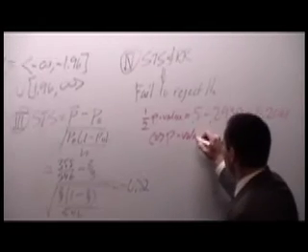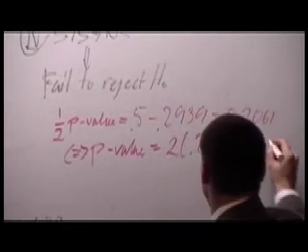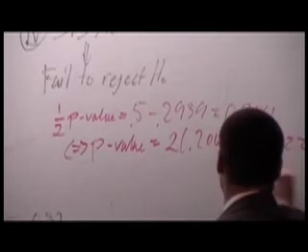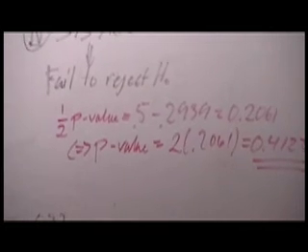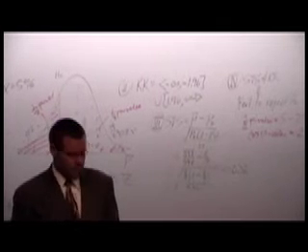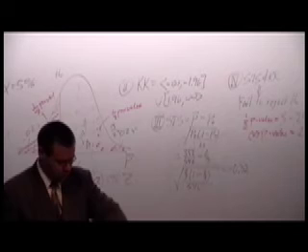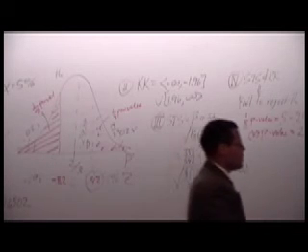P-value is then equal to 2 times 0.2061, or 0.4122. Is that consistent with our earlier conclusion? Yes. Is that consistent or inconsistent? It is consistent, very good. So p-value is greater than alpha, we again fail to reject the null.